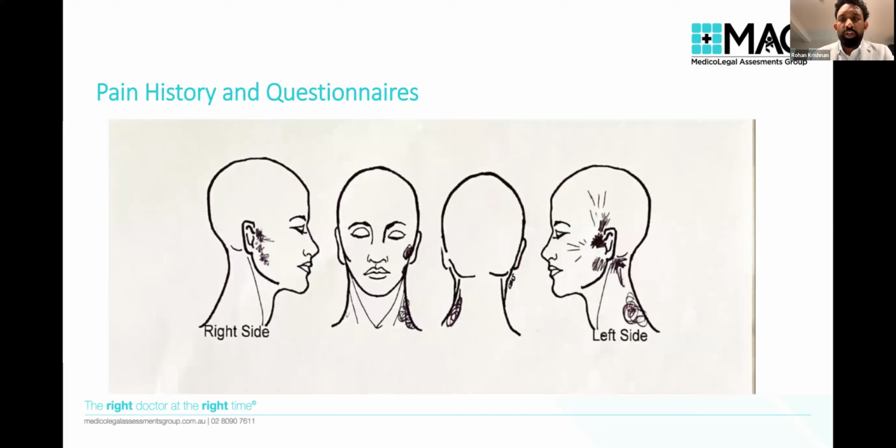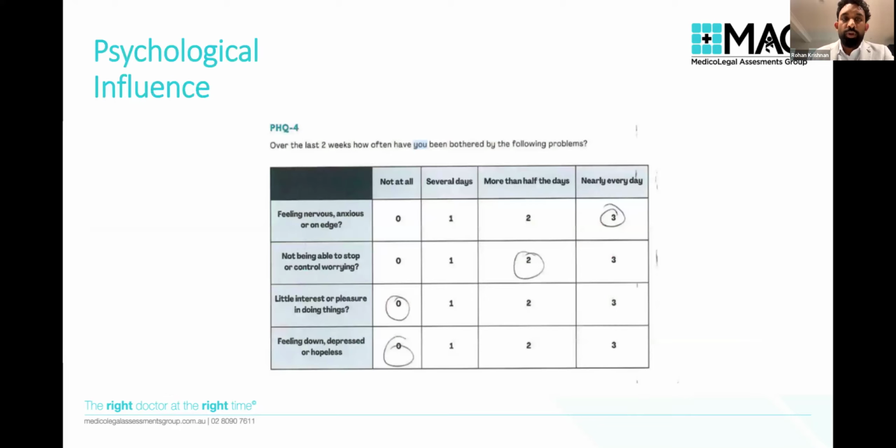So I talked about pain history and questionnaires. I won't go through this too much today, but it does give us an idea of correlating our exam with what they feel and where their pain comes from. We do a PHQ-4 questionnaire, sometimes a PHQ-9 questionnaire, which psychologists and psychiatrists use. Pain specialists use it as well to determine, especially with TMJ, we have Axis 1 and Axis 2 factors. The Axis 1 factors being the biomedical.